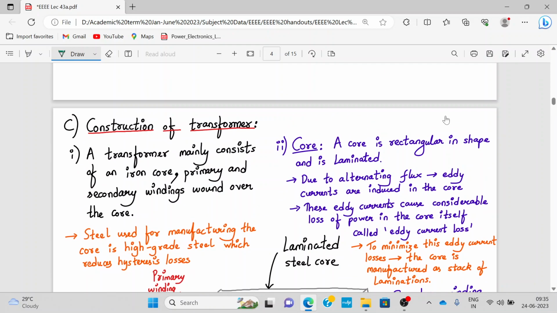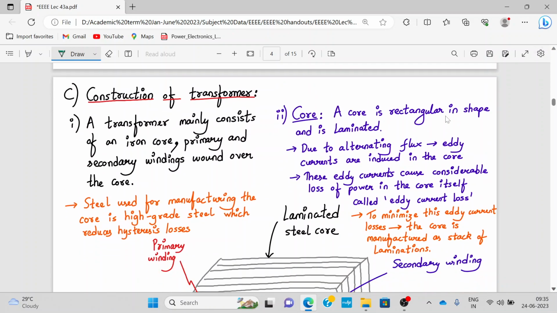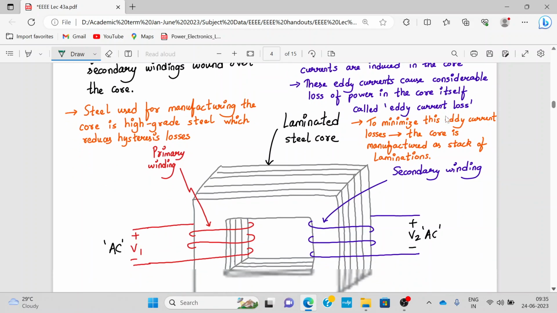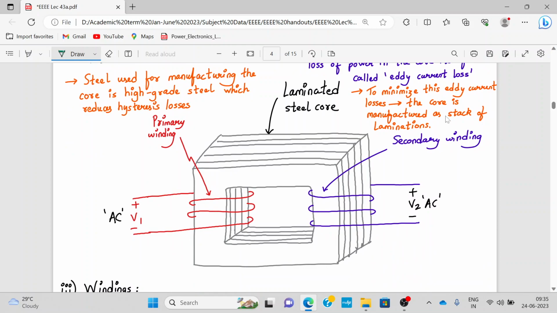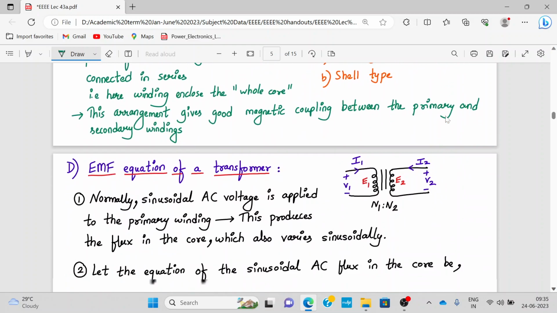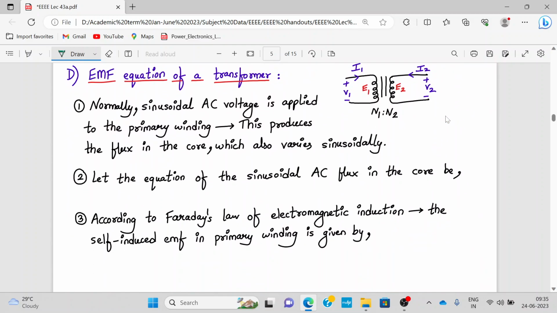So we have to start with what the transformer consists of: iron core, primary winding and secondary winding. And then we'll talk about the core, why it is made of laminated sheets, which reduces the eddy current and hysteresis losses. And then we have to talk about the primary winding and the secondary winding. All right, so let's move on to the next topic, that is the EMF equation of a transformer.